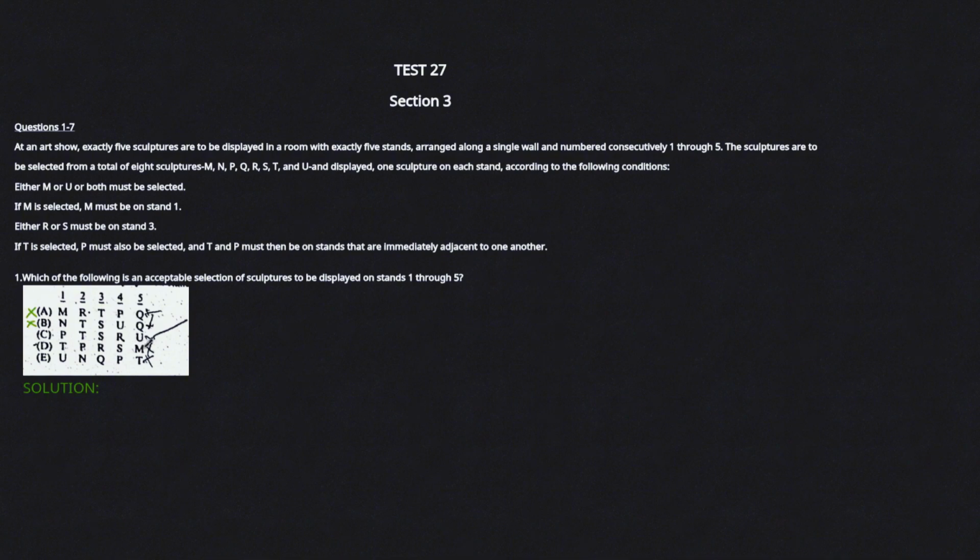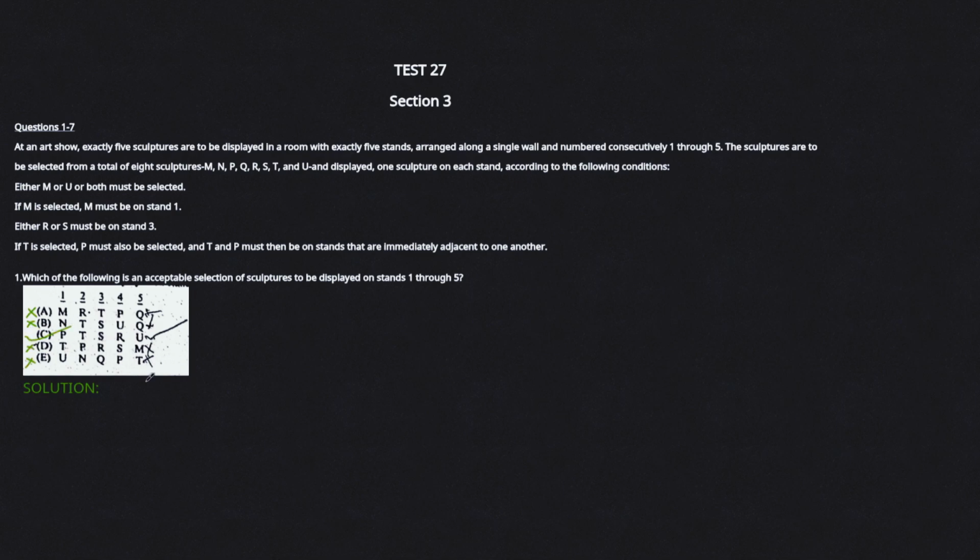Here we can see it violates the second condition. M is selected, but it is not on number 1. So this one, cross. And number E, UNQPT. With this one, R or S must be on stand 3. We see Q is on stand 3. R or S is not on stand 3, so this one is crossed. So our correct answer here is C.